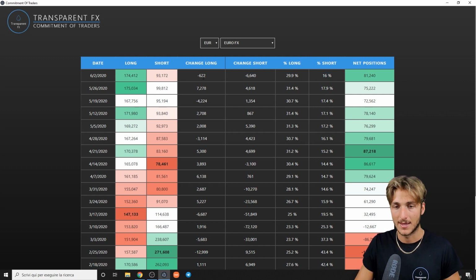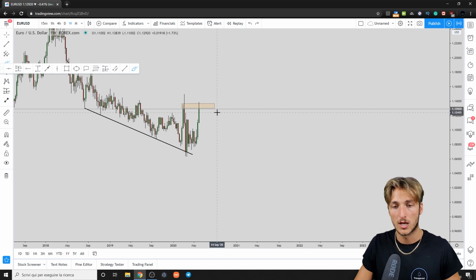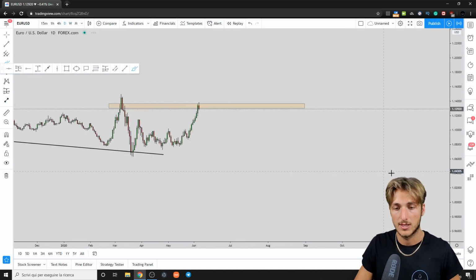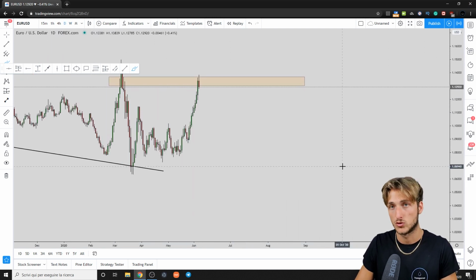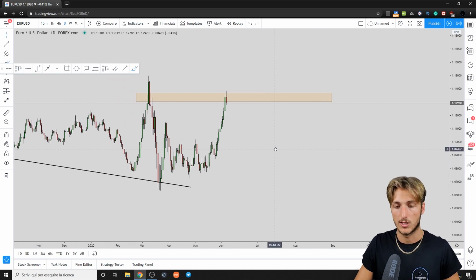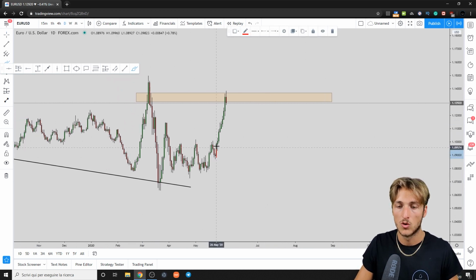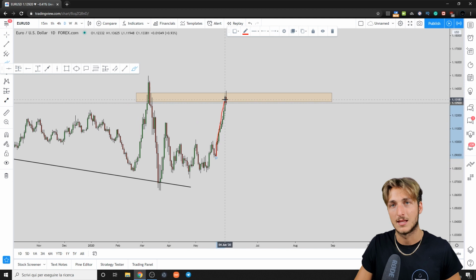But keep in mind, they have started closing some longs. Even if currently we're sitting at 174k longs from the 147 that we had here, we can expect some profit taking. Why? Because look at what we have. If we go down on the daily time frame, that is the reason for which I wanted to show you this before going down on the daily time frame. We can see that currently we are definitely overextended to the upside.